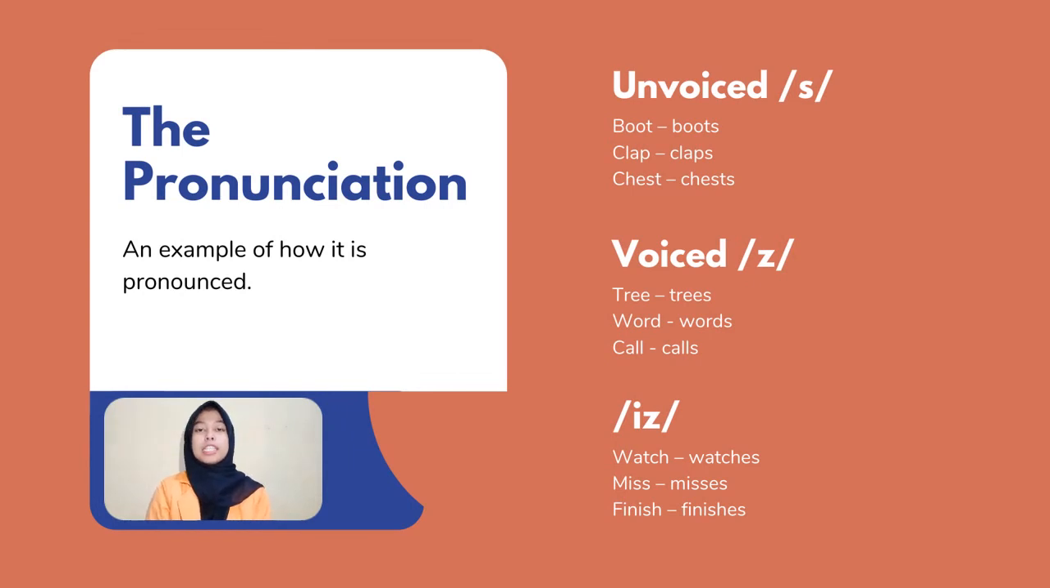The pronunciation, an example of how it is pronounced. The first is voiceless S: boat, boats, club, clubs, chess. The second is voiced Z: trees, word, words, call, calls. And the last is IZ: watch, watches, miss, misses, finishes.